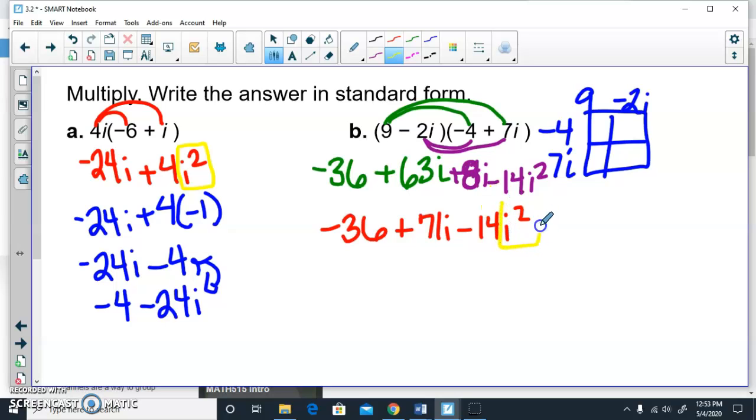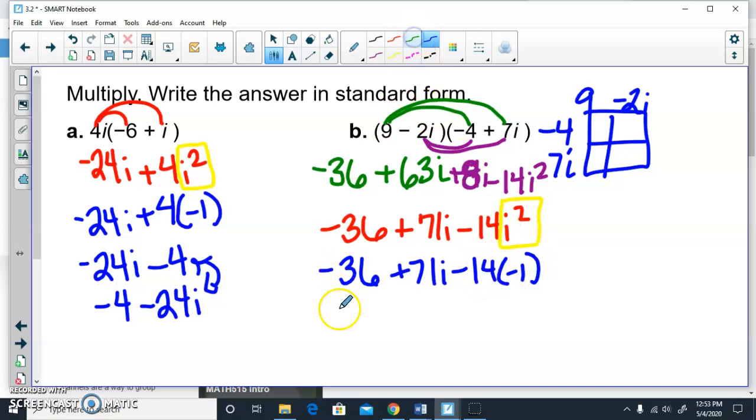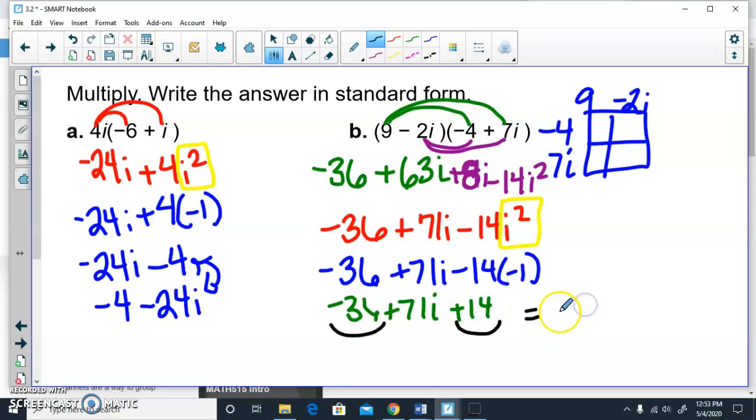All right, hopefully we notice that that can simplify as it did here. i squared is negative 1. And therefore, we've got negative 36 plus 71i plus 14. And we can, of course, combine those like terms. So we've got negative 22 plus 71i.